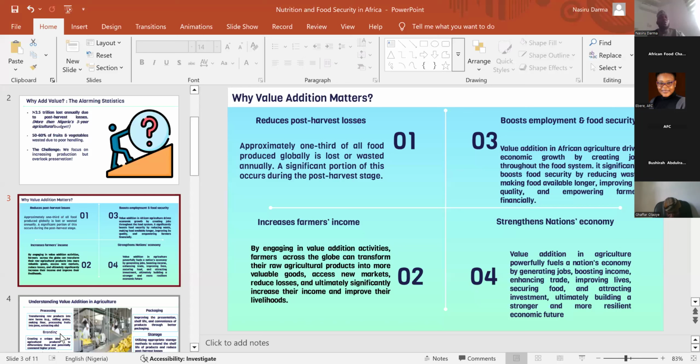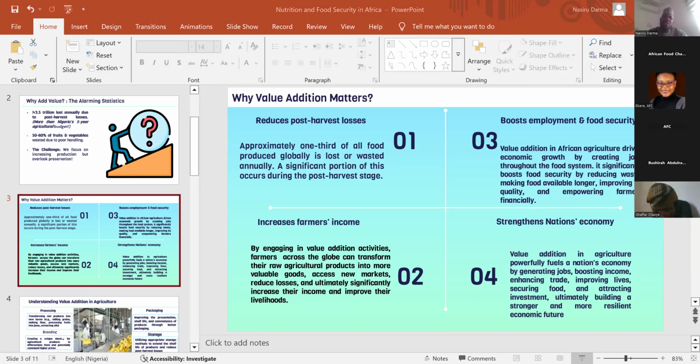Looking also at the unemployment rate in Africa, right? In America and other developed countries, you will see their unemployment rate at about 3.3 to 4%, right? While in Nigeria and other African countries, you see a staggering double-digit number. So it's important that we do this, because by value addition, we can definitely reduce this unemployment rate, especially among women and youth. It's also going to help in strengthening the nation's economy.